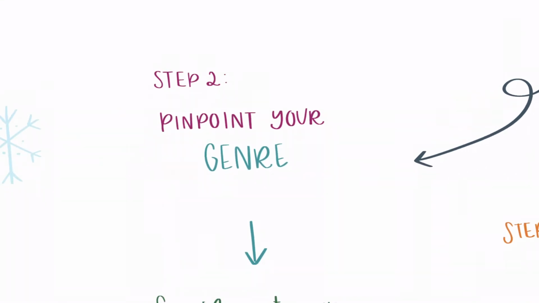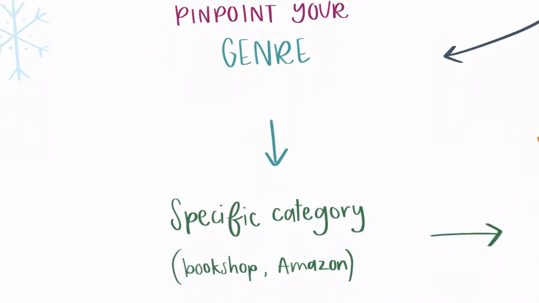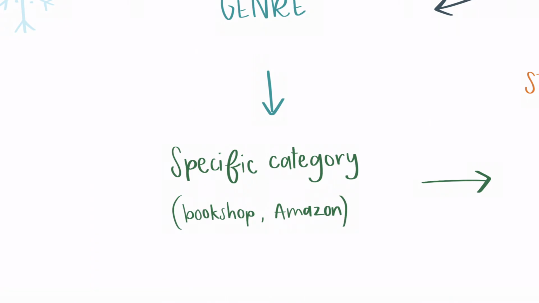Step 2 is to pinpoint your genre. And this will probably be pretty clear based on your target audience. They'll probably love a particular type of genre or subset of genre, or maybe a small combination of genres that's unique. But pinpoint that genre, and it should be something that you can specifically find in a bookshop. It should be a category or a shelf, or you can look on Amazon for categories and pinpoint what that specific category is.